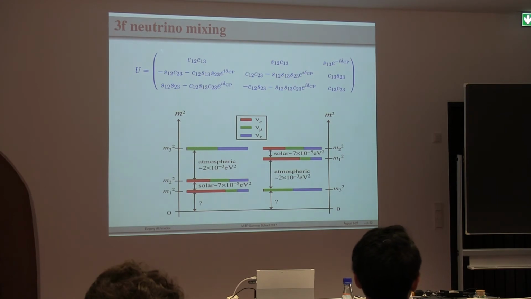So the point is that flavor states, I can say, don't have any mass at all. That's an important point, sometimes forgotten. It's incorrect to say that electron neutrino is lighter than tau neutrino. It doesn't have any mass at all. It's a mixture of different mass eigenstates.